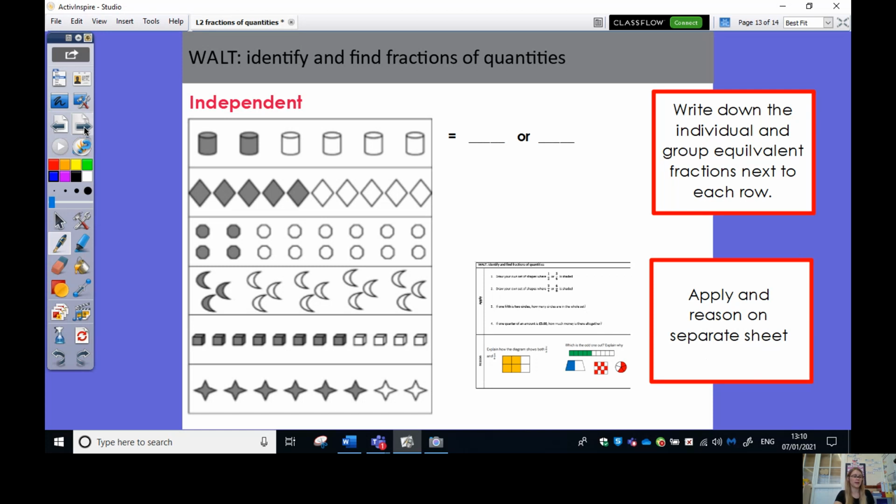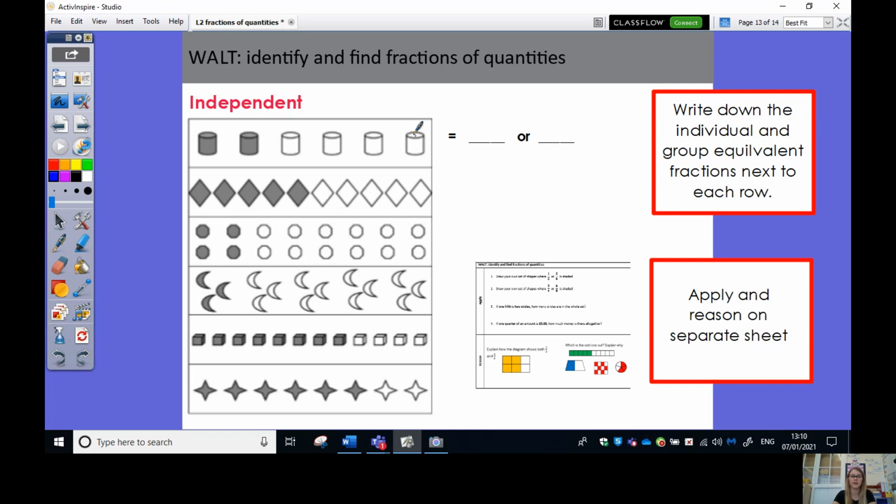So you have your independent task now that you're going to go off and have a go at. We're going to do this in 2 parts today. So you've got this first part to do, which I'm going to show you now. We're going to come back and mark it, and then you have an apply and reason on a separate sheet, which is on your home learning. So we're going to just do the first one together, just so I can show you what you need to do. So you're going to write down the individual and group equivalent fractions next to each row.